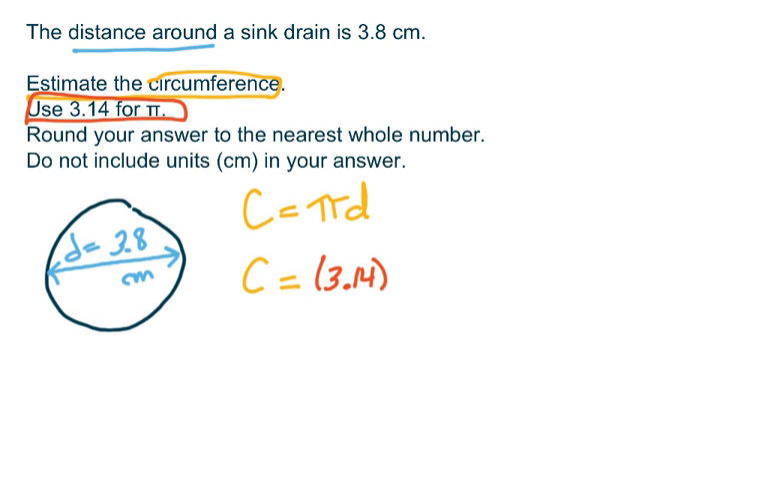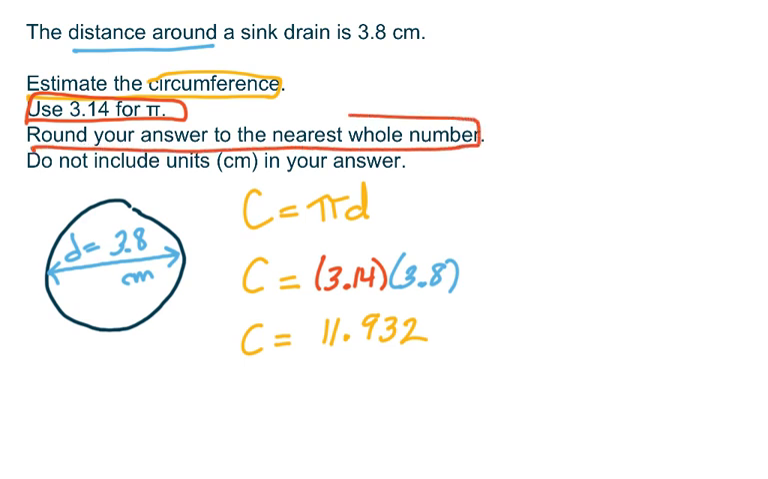And then I'm going to multiply that by the diameter, 3.8. That multiplication gives me a product of 11.932. Now, from here, you're supposed to read the instructions that say, round your answer to the nearest whole number.